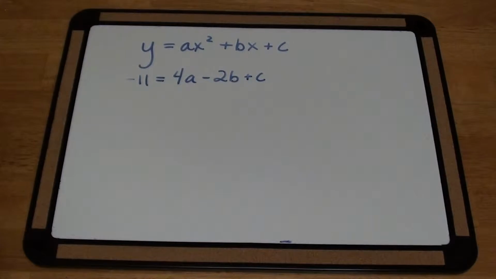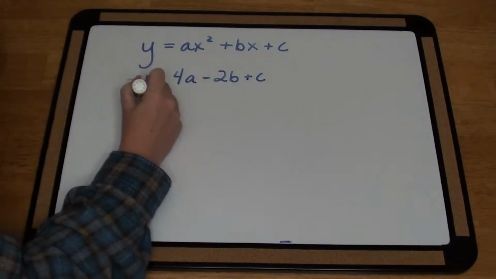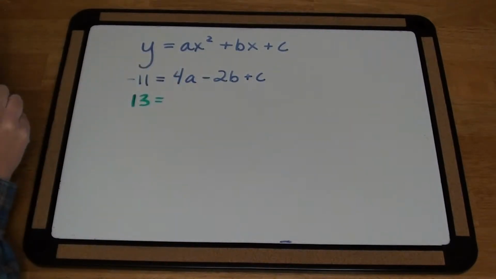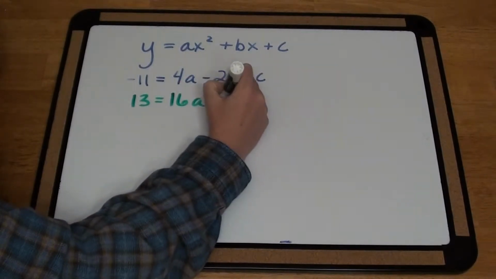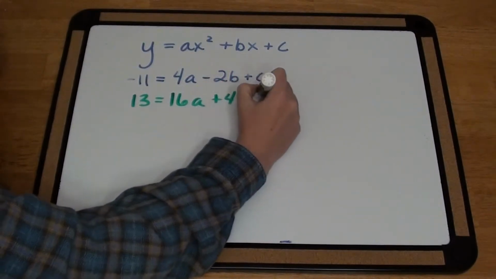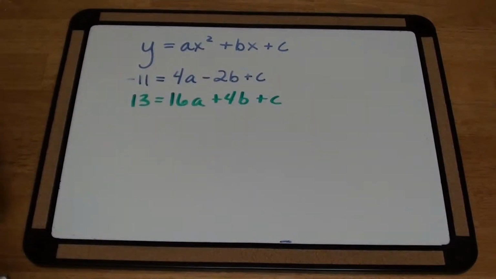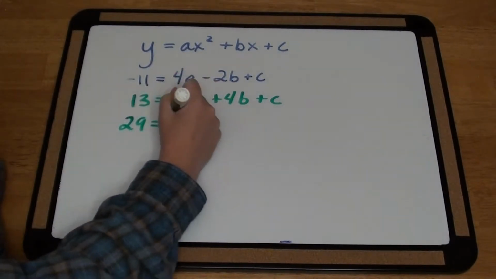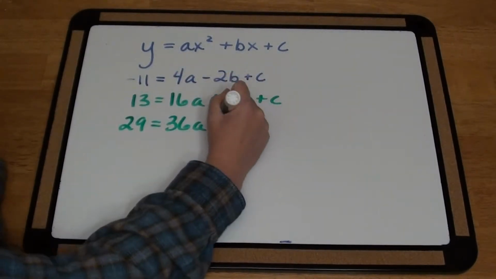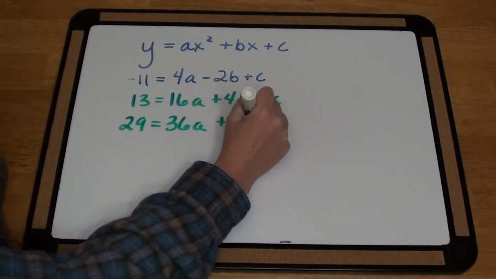And then the next one, the y value is 13, and my x value is 4, so when I sub that in I get 16a plus 4b plus c. And then, again, I am going to do that with the next point, which is 6, 29. So 29 equals 36a plus 6b plus c.